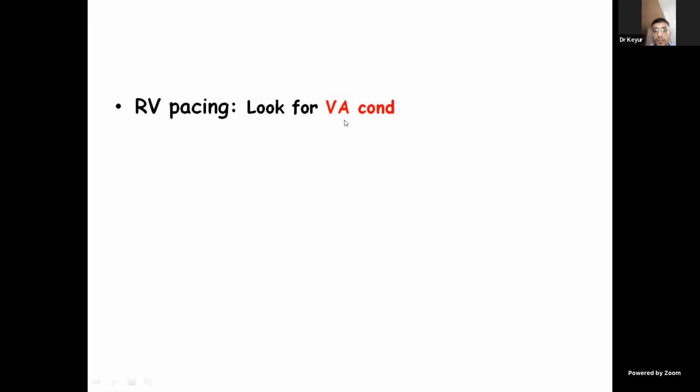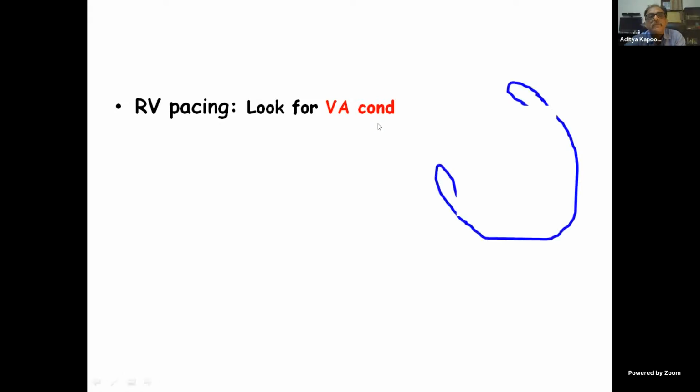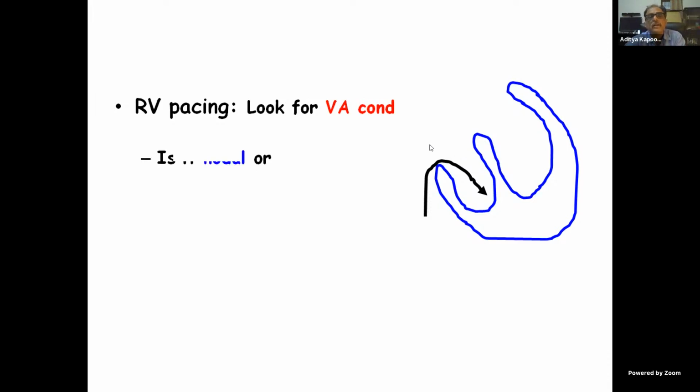So with RV pacing, you look for VA conduction, right? What I mean by VA conduction, I have drawn out over here: this is the right ventricle, this is the interventricular septum, and this is the LV. The LV is of course slightly larger and thicker than the RV. This is just a schematic diagram, and my catheter is in the RV apex. When I do ventricle pacing, I want to see whether it is nodal. Whenever it is nodal, that means it is going centrally.